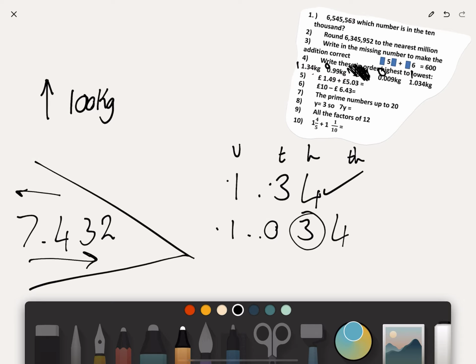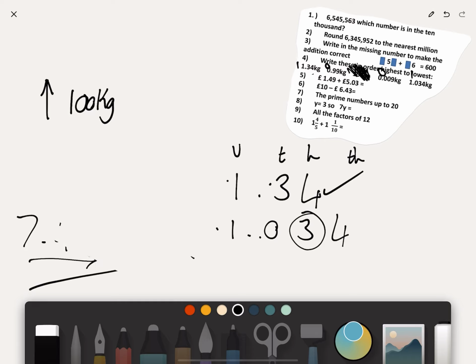Think about it as money. Would you rather have £1 or £10 or £100? So get rid of all that. Okay, then it's 1.34 kilograms. Always remembering to put your units, just in case they want to be nasty.